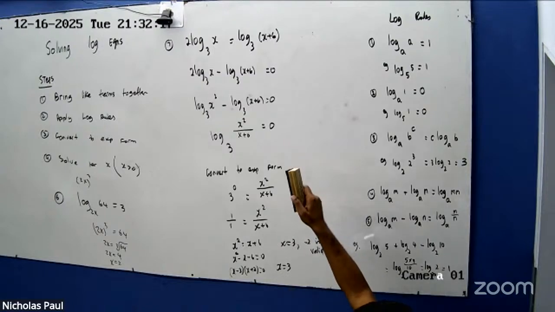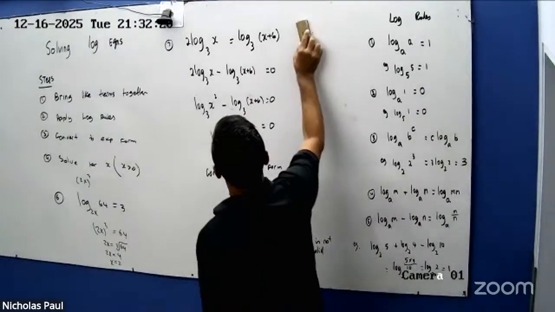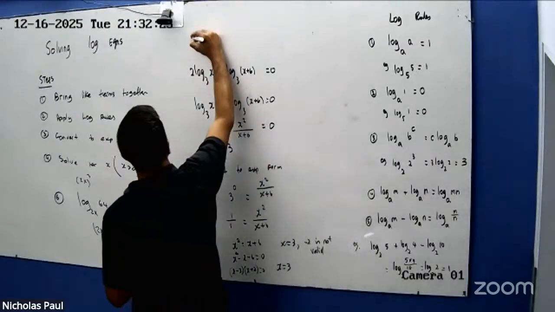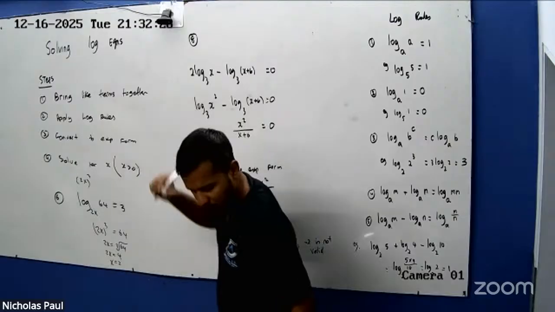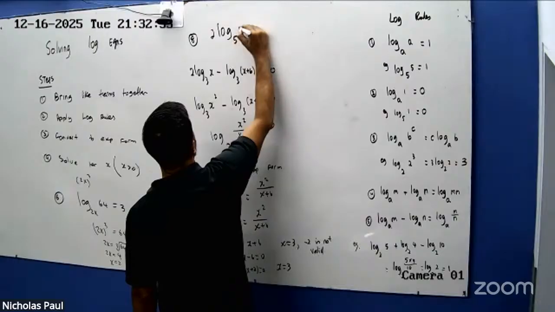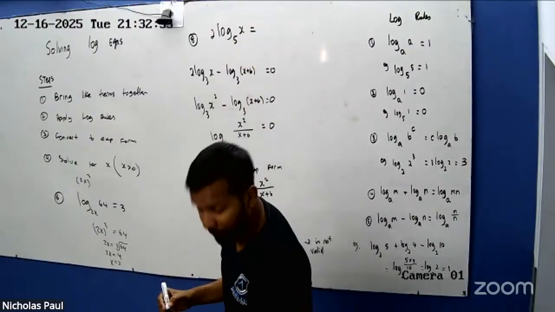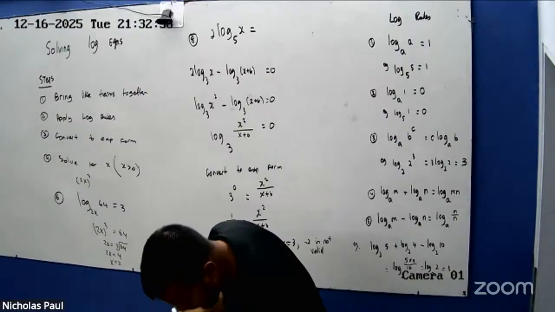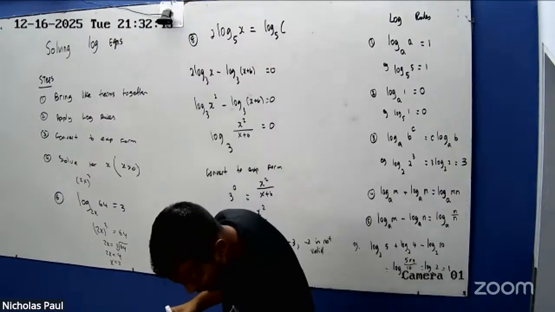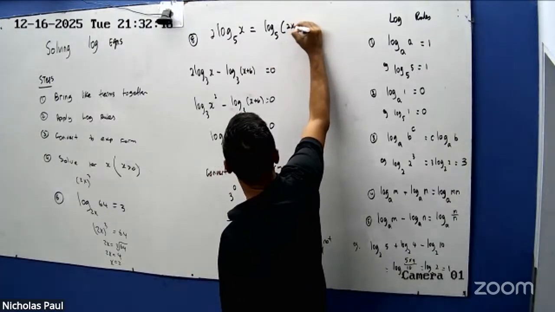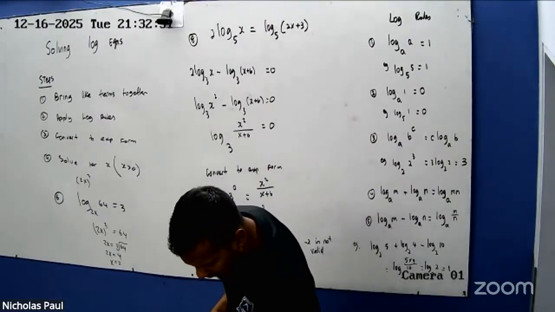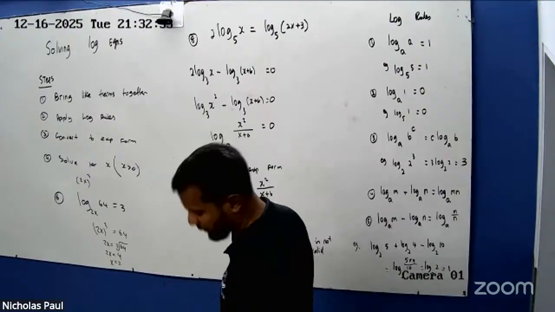Try this one, number 8. 2 log of 5x is equal to log to the base 5 of 2x plus 3.